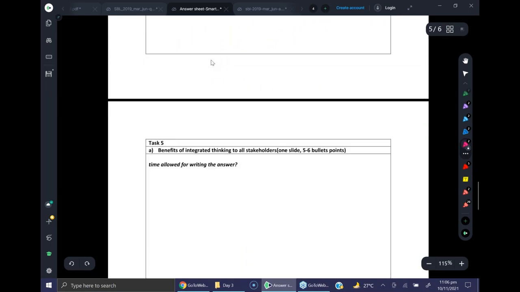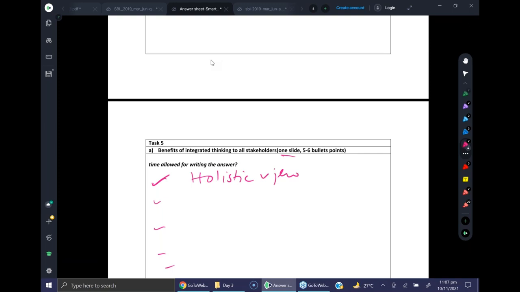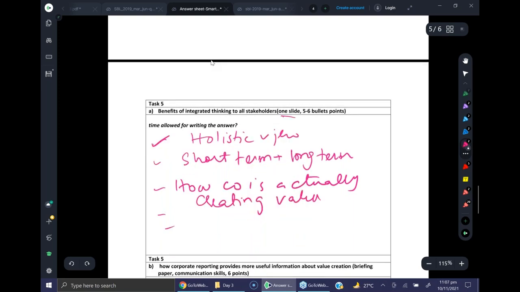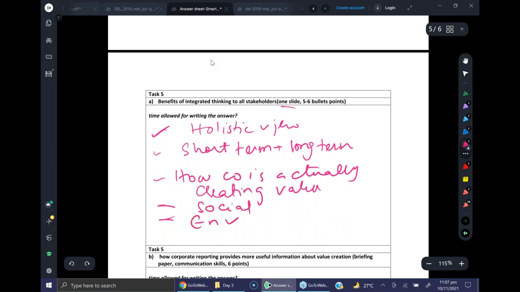Okay, now let's talk about the benefits of integrated thinking through a slide. So what are the different benefits of integrated thinking? Very, very quick list. The integrated thinking provides the holistic view, the bigger picture. This I have copied from the question. So it will give a holistic perspective or view. This will consider short-term aspects of performance as well as long-term aspects. Also, it will tell how the company is actually creating value, not just financial return, but how it is creating value for society, for environment, for employees. So you can discuss all of these factors.